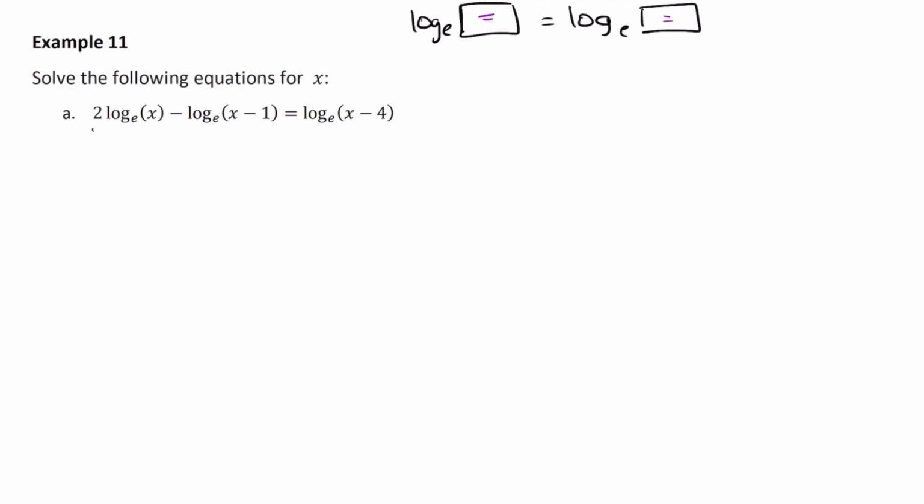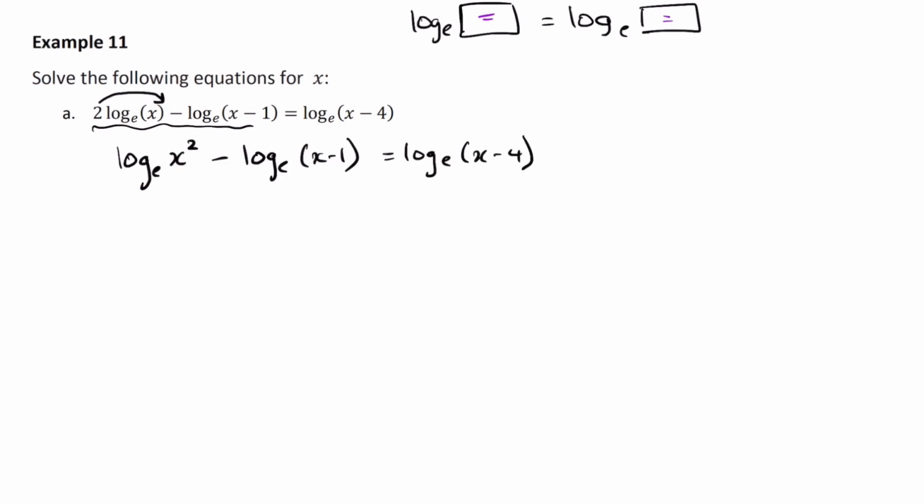So how can I do that? Well, I want to try and get these logs together by simplifying them. The first thing I'm going to do is use the opposite of our rule by bringing that power up to the top, and that can just remain as it is. And then I can again simplify by 2 logs subtracting. That means I can divide what is on the inside.